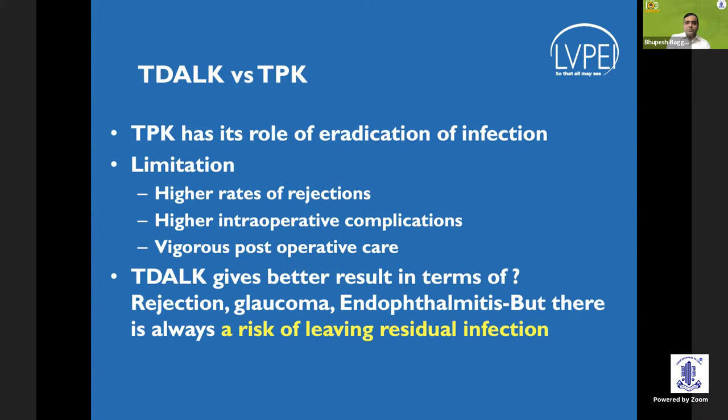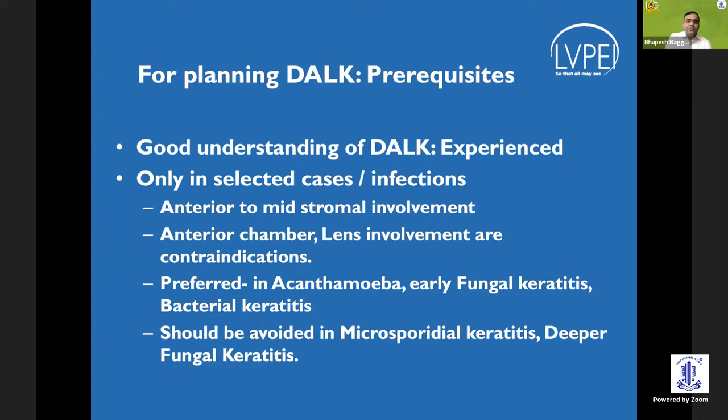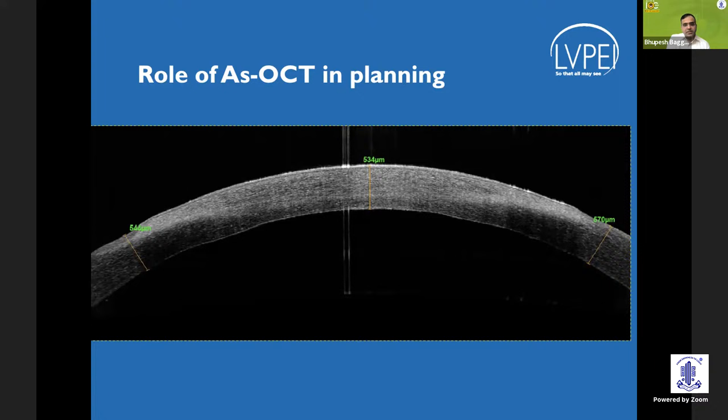So I always say that if you're planning DALK, the prerequisite is having experience performing DALK for optical reasons, and it should be performed only in selected cases. Cases having anterior to mid-stromal involvement are suitable; anterior chamber involvement is an absolute contraindication. It is preferred in acanthamoeba, early fungal keratitis, which is of questionable value, and bacterial keratitis, and should be avoided in deeper fungal as well as microsporidial keratitis.